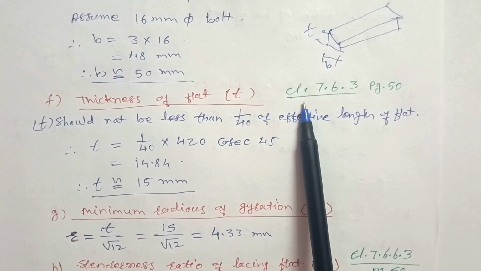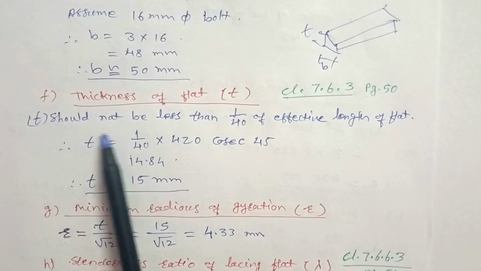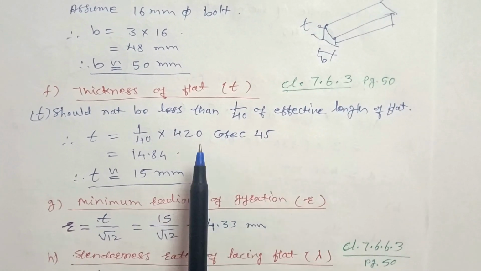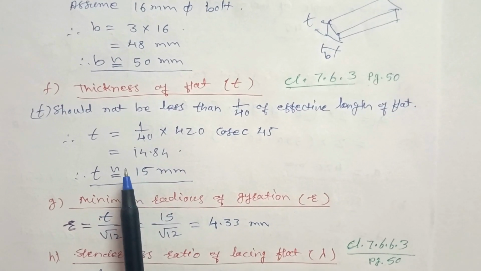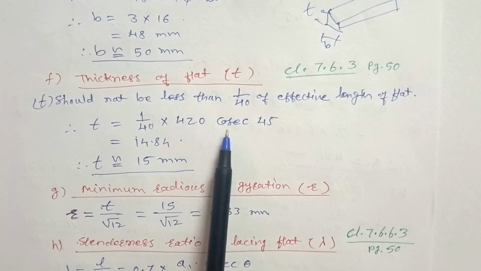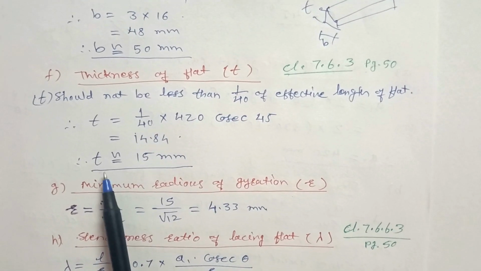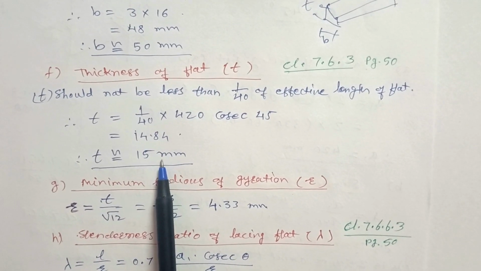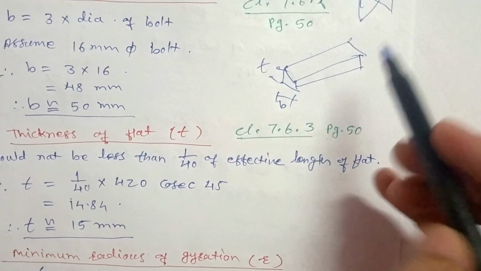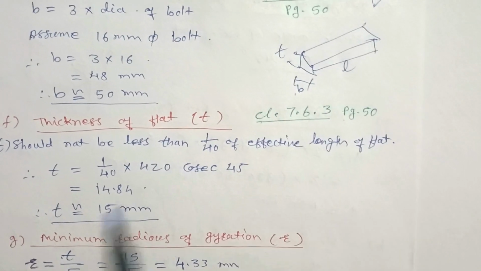Again, it is given in IS code clause number 7.6.3, page number 50, IS 800. T should not be less than 1/40th of the effective length of the flat, and the length of the flat we have already calculated in the previous step. So the thickness is 1/40th of the length of the lacing flat. 140 is the length, cosec 45, so it is rounded up to 15 mm that we have calculated. So these two things, the length, width and thickness, we have already calculated. So the design of the lacing flat we have completed.